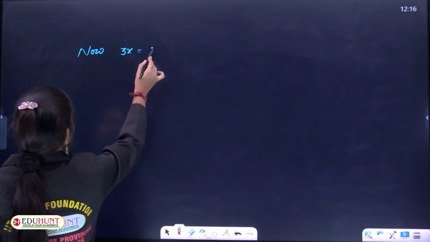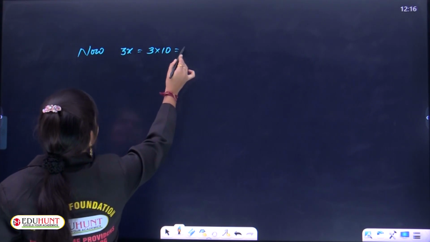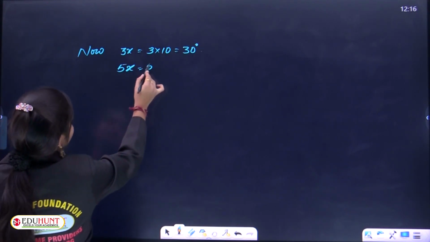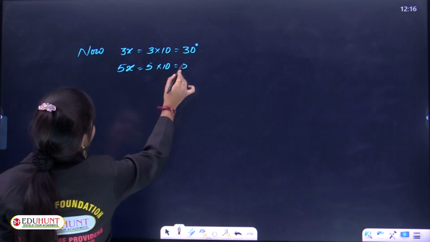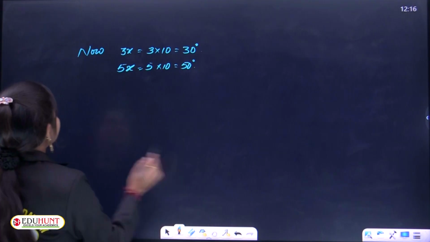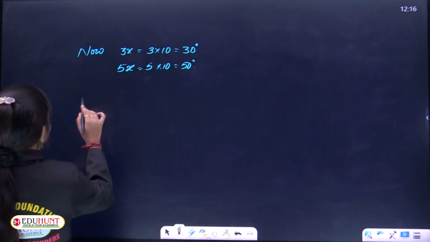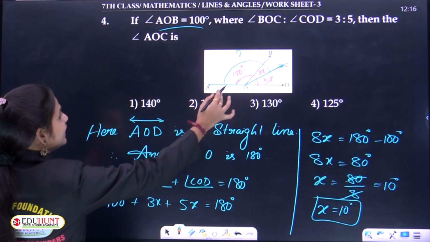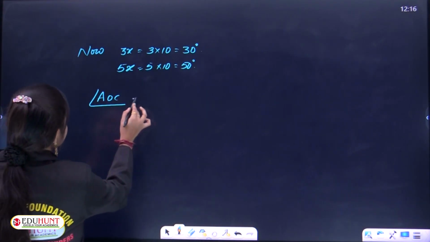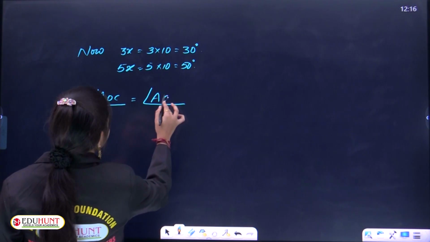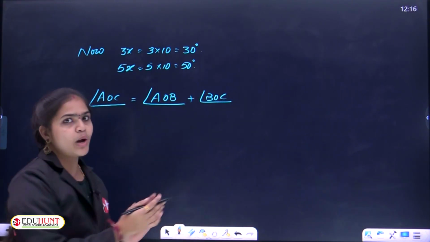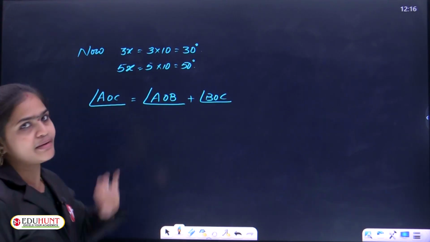3x is equal to 3 into 10, which is equal to 30 degrees. And in the same way 5x is equal to 5 into 10, which is equal to 50 degrees. Now see, what do we need to find out? We need to find that angle AOC. Angle AOC is equal to angle AOB plus angle BOC.